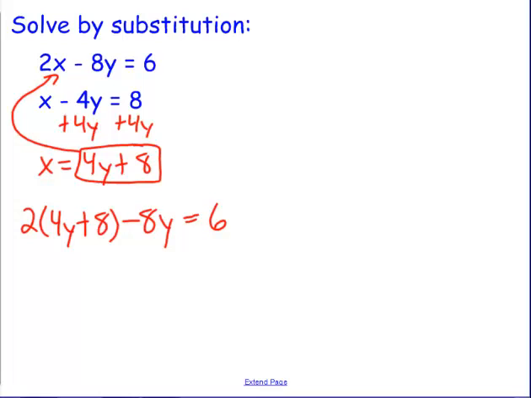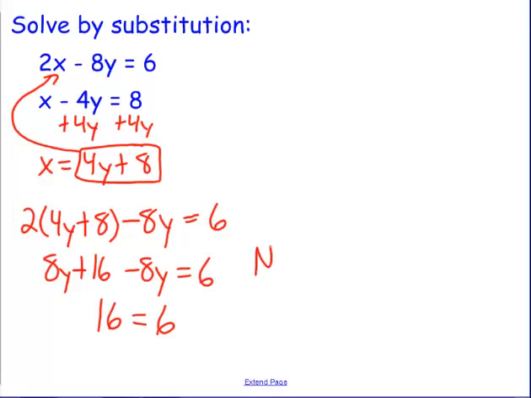Now I know I can solve this. So I'm going to work this out. I'm going to use the distributive property again, get used to that with this type of problem. And I have 8y plus 16 minus 8y equals 6. I can combine like terms and I get to a situation where I have 16 equals 6. If you remember from your background knowledge, if our variables canceled out and we had a false statement, what was our answer? Just like before, in this case, we would have no solution.